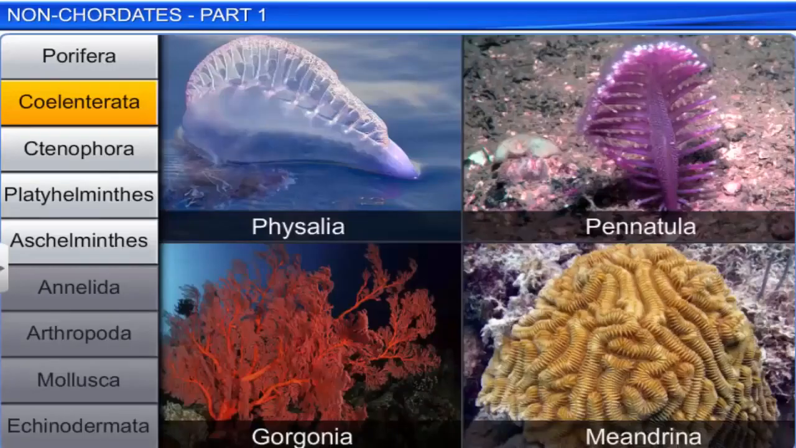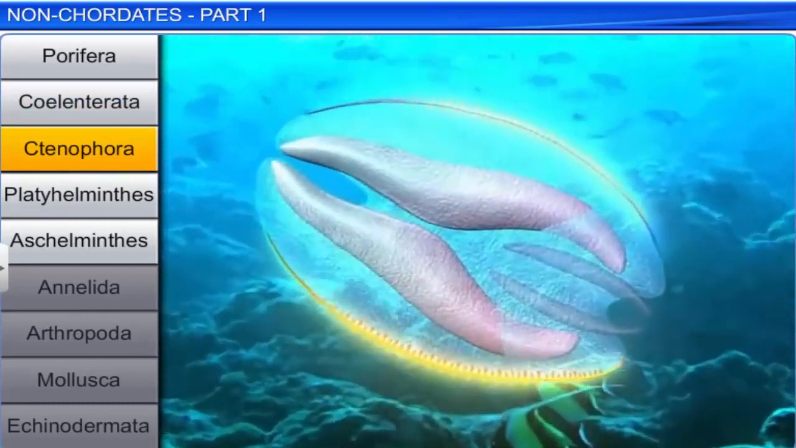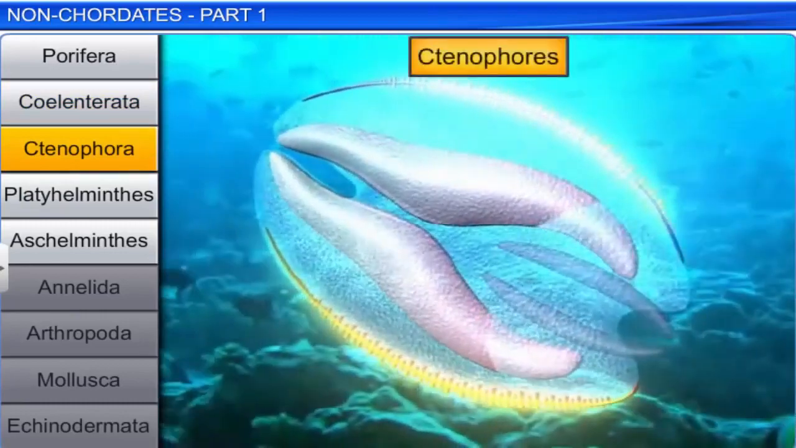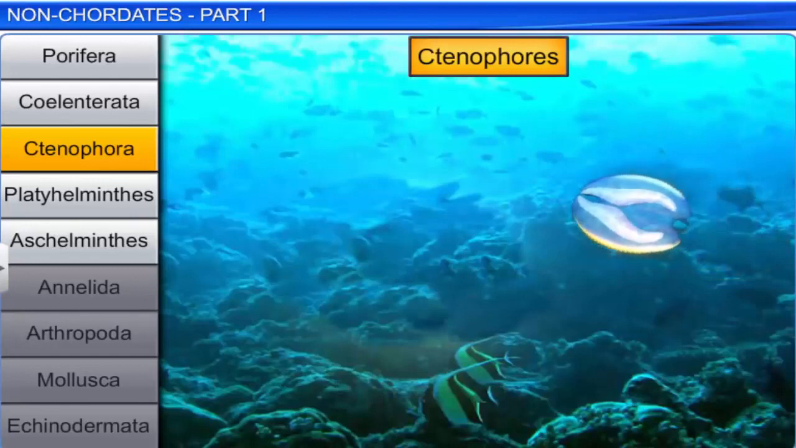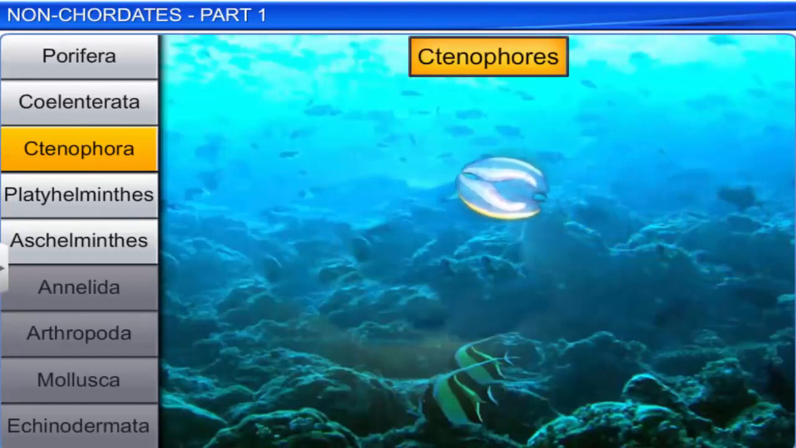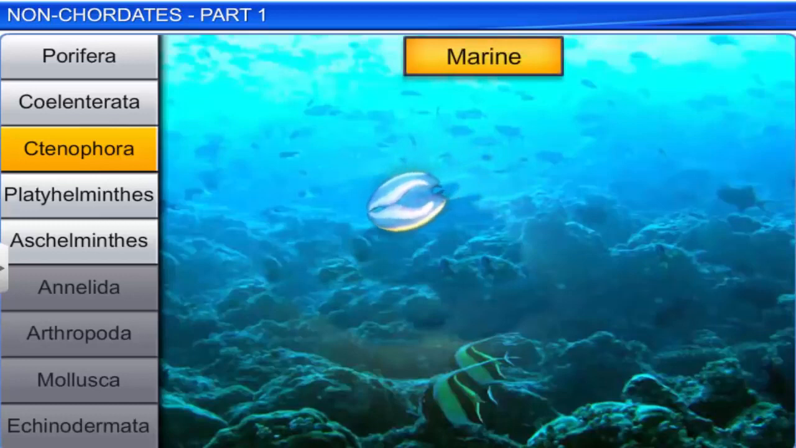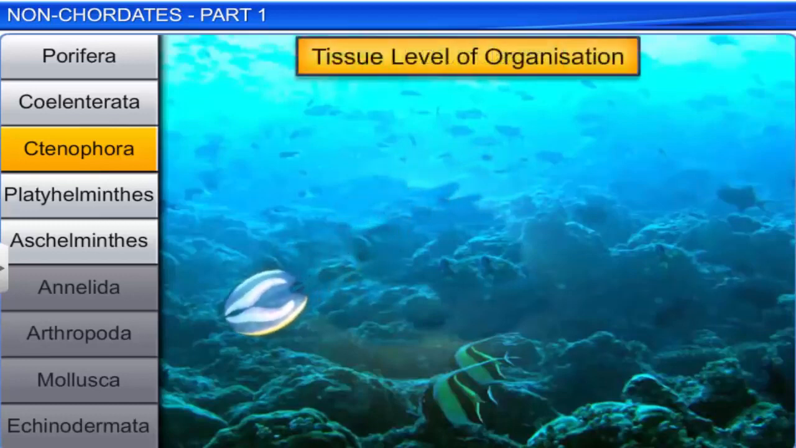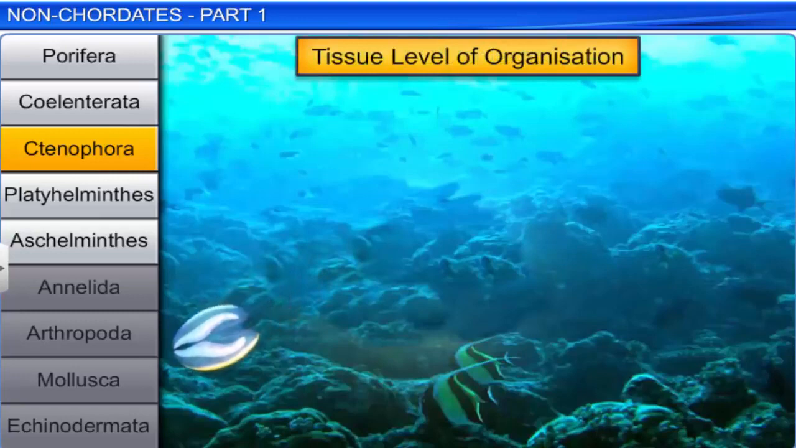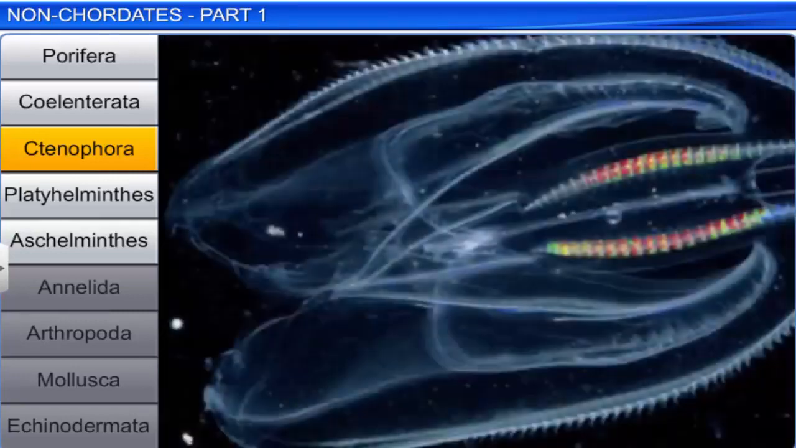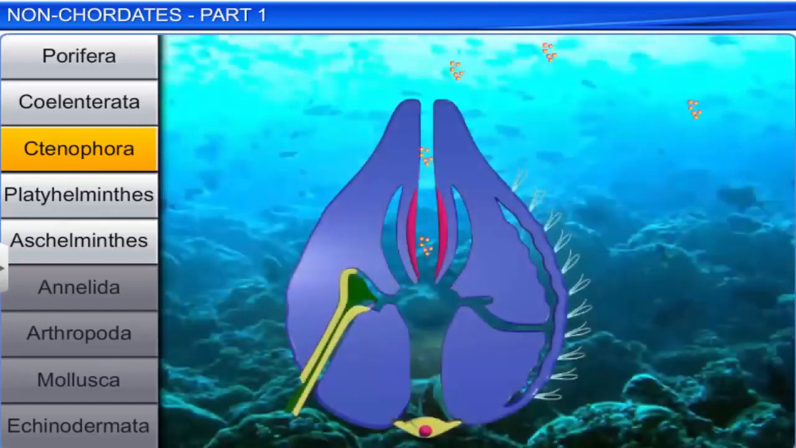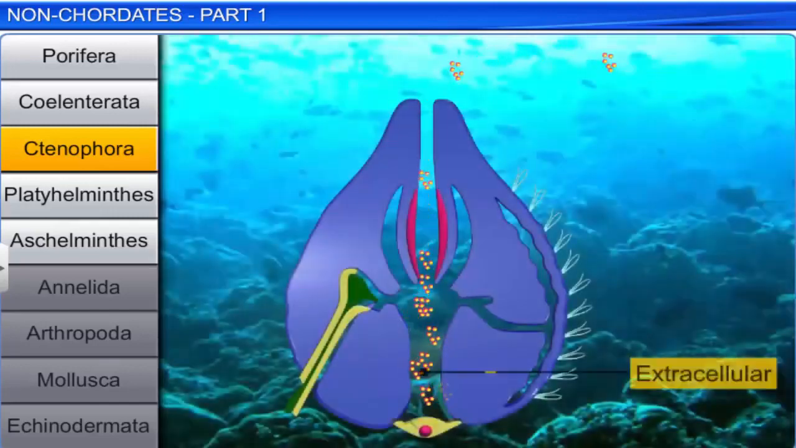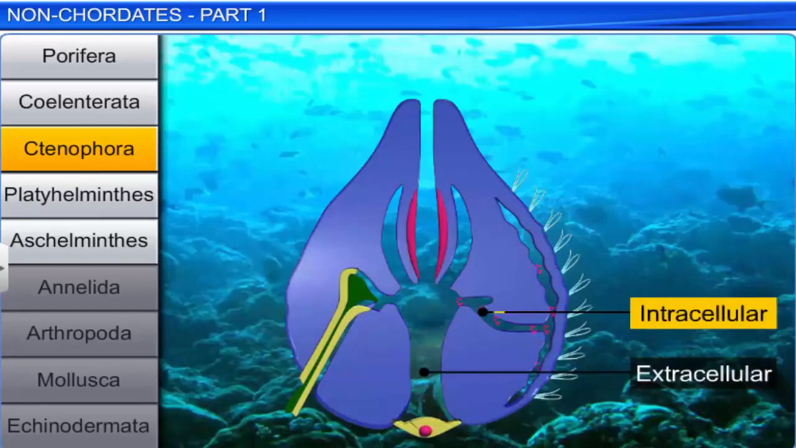The next phylum is Ctenophora. Ctenophores are commonly known as sea walnuts or comb jellies. These animals are marine, radially symmetrical, dipoblastic, with tissue level of organization. They have 8 external rows of ciliated comb plates, which help in locomotion. Digestion in these animals is both extracellular and intracellular.